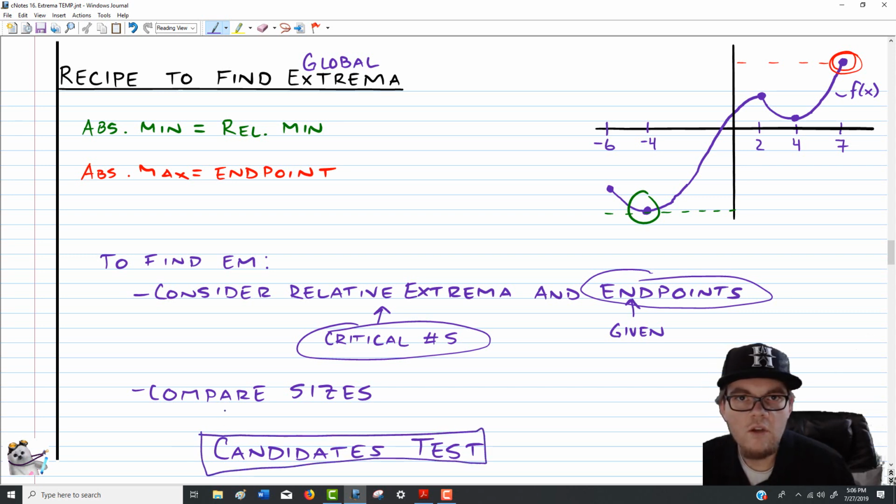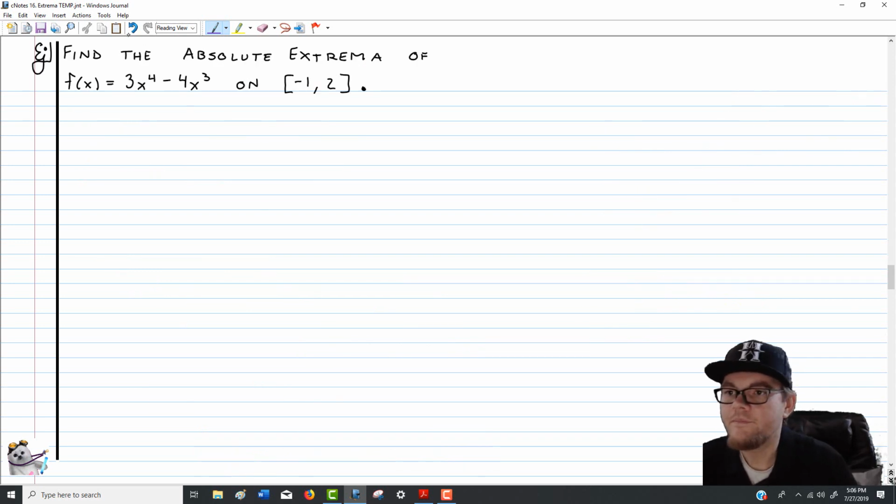There's not really a definition that goes with it. I'm just going to show you how to use it. Because in a sense, it does all of this stuff. It locates all the potential places where we could have a maximum or minimum, and then it checks their relative sizes, or compares their sizes. So it's called the candidates test. So to do it, let's take a look at an example.